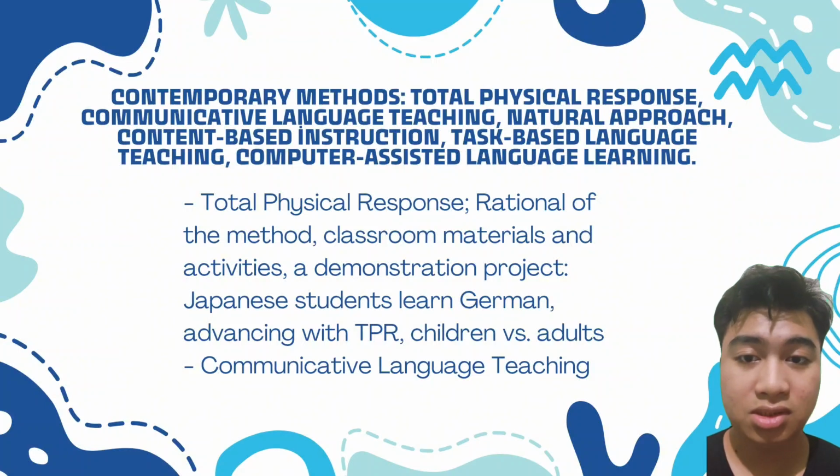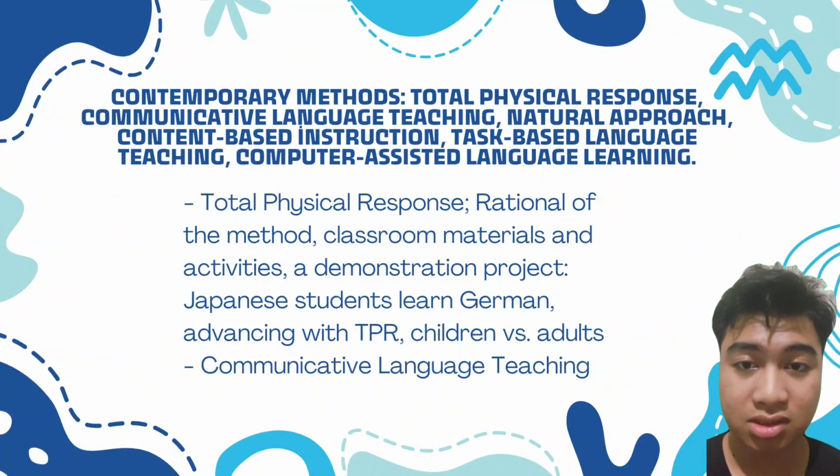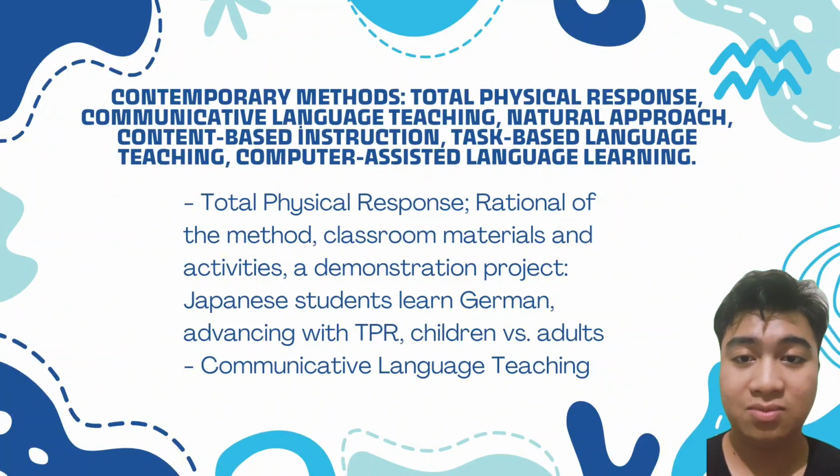Demonstration project: Japanese students learning German. The text highlights a demonstration project where Japanese students learn German through TPR, demonstrating the method's potential for effective language acquisition. Children versus adults. Advantages for children: TPR is particularly effective with children, who are more naturally inclined to engage in physical activities. Adaptations for adults: TPR can be used with adults but may require modifications and adaptations to address potential discomfort with physical activities.